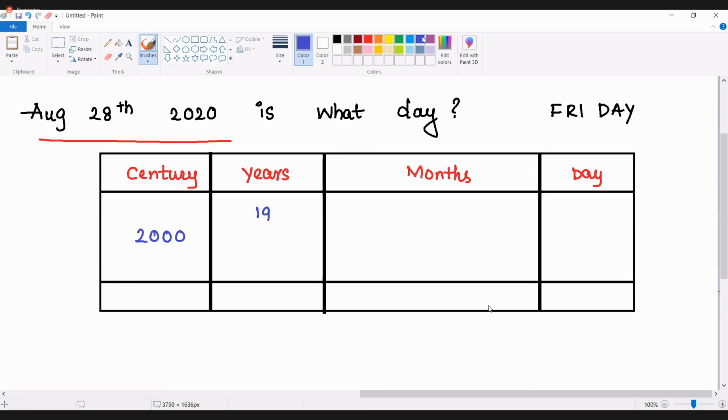So days are 28. So how many months are over? January, February, March, April, May, June, July are completely over. So I am trying to find out the number of odd days now. So how can we find out the number of odd days, my dear students? 2000 is a leap century. Every leap century will be having the number of odd days as 0. We can say odd days here is 0.